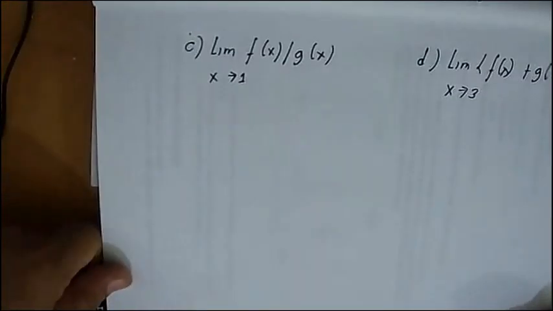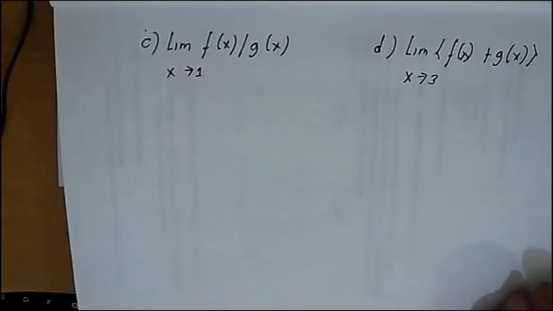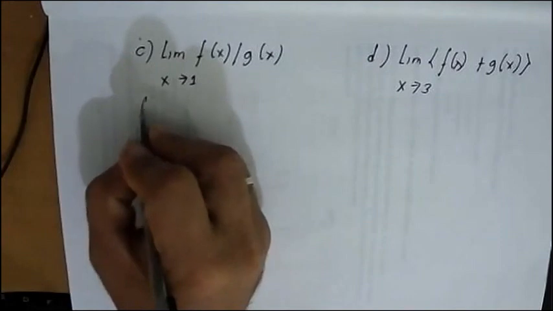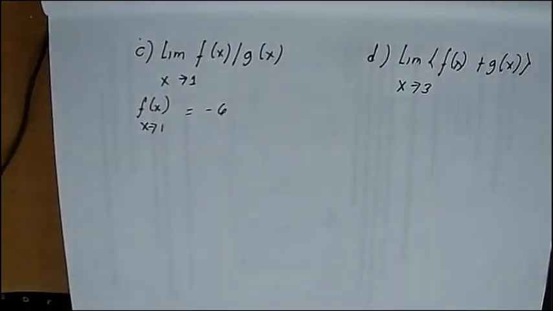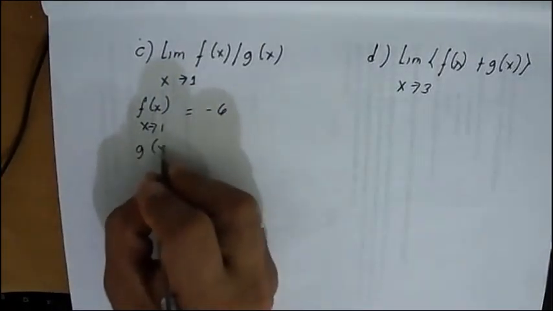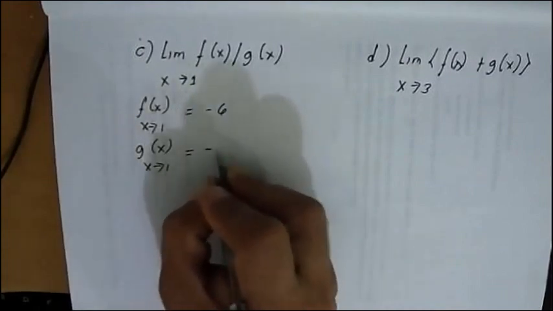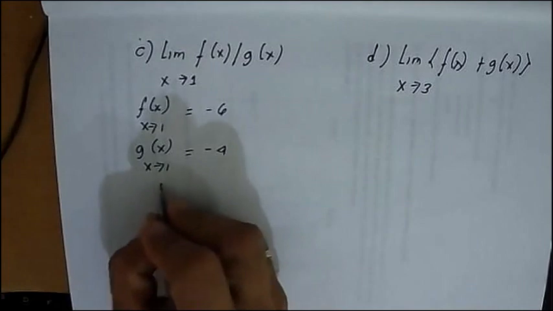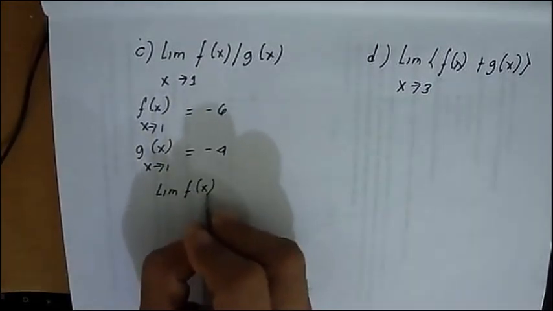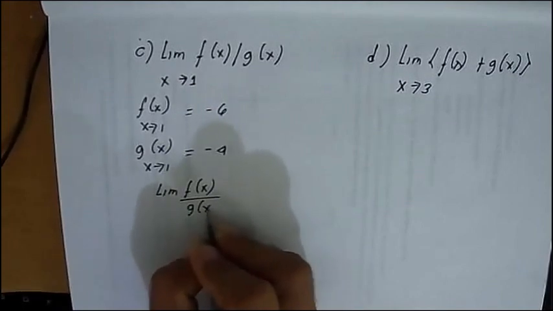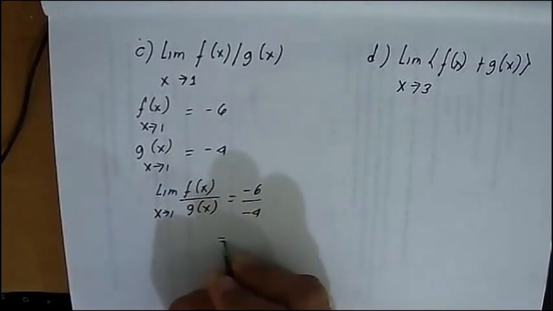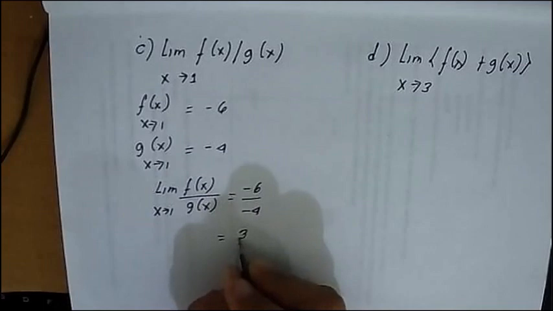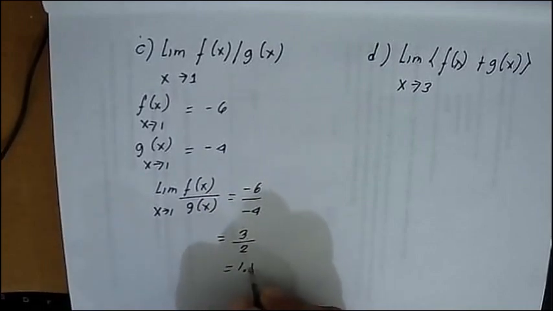Okay? Next, we have letter C. So by this time, we have division. Okay? So in our division, the limit of f(x) as x approaches 1, our answer earlier is negative 6. Next, g(x) as x approaches 1, our answer is negative 4. So by this time, we are going to divide the limit of f(x) divided by g(x) as x approaches 1, which is equal to negative 6 all over negative 4. The answer is 3 all over 2, or that's the same as 1.5.